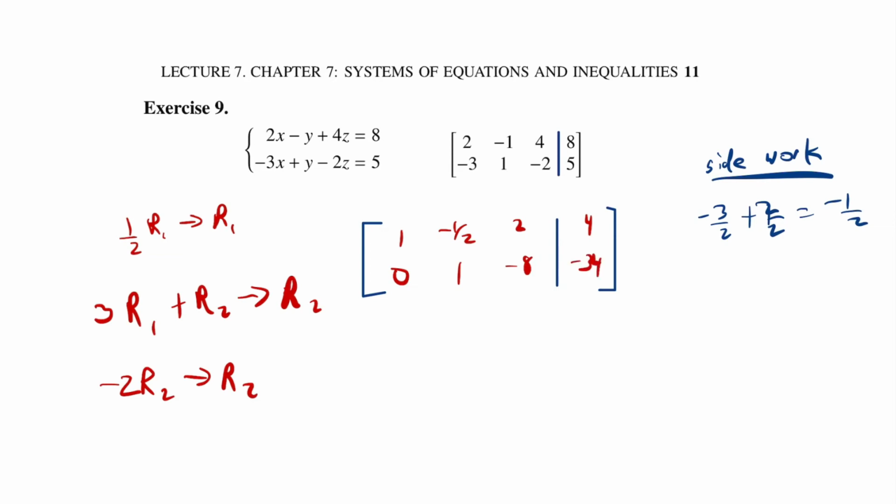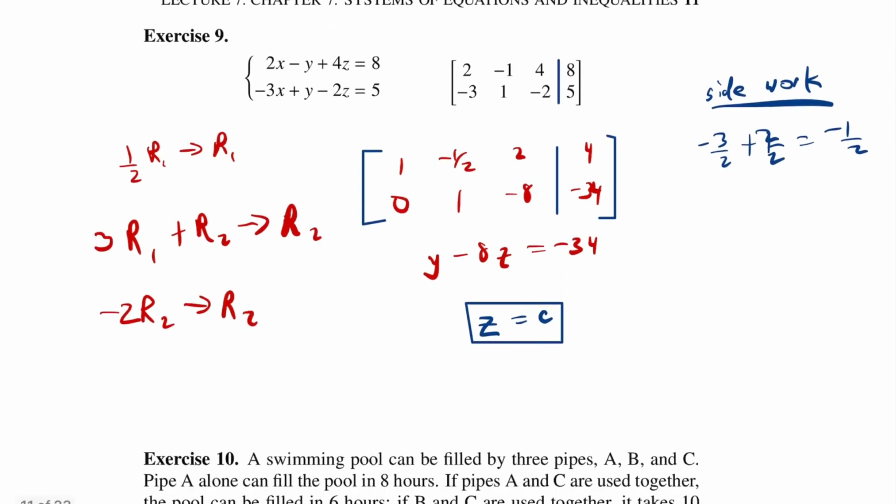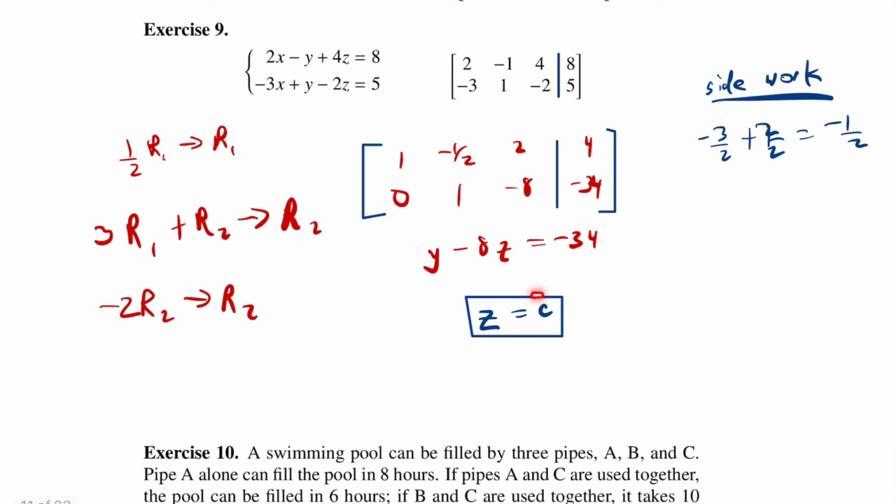In this kind of situation, when you have 2 equations, you need to parameterize your variable z. So what we're going to do is parameterize it. We can use the letter c. c is going to stand for constant. So z can be any constant c. That's parameterizing the variable z. Now we can do our substitution. So that's going to be y minus 8c, not z, is equal to negative 34. And now all we have to do is solve for y. Add 8c to both sides.